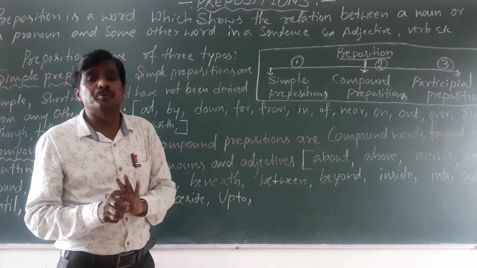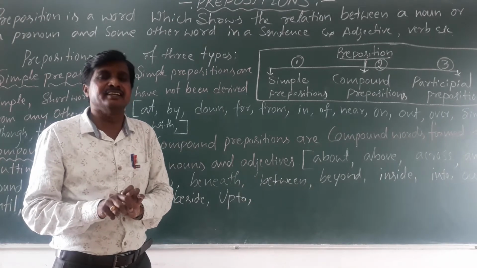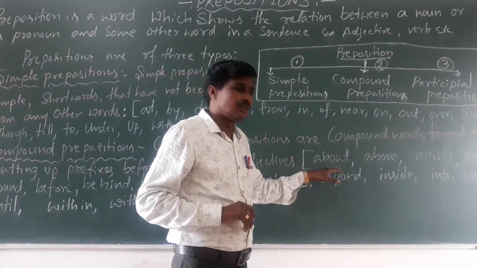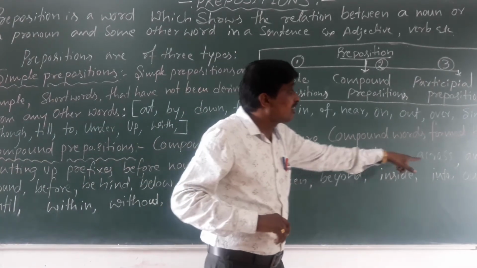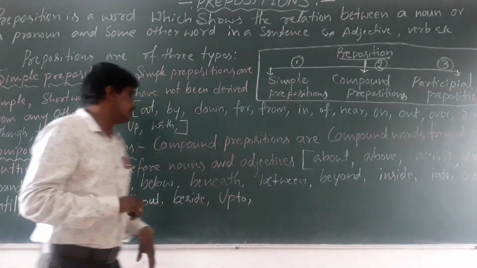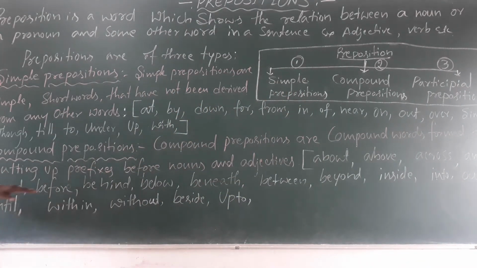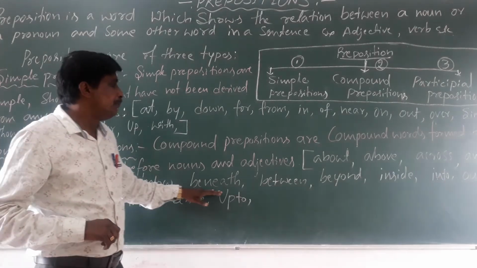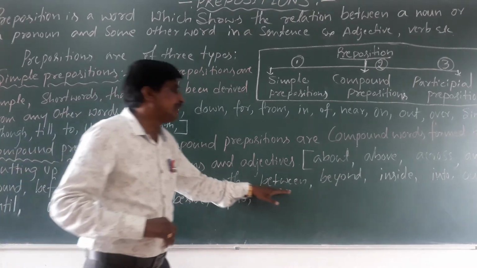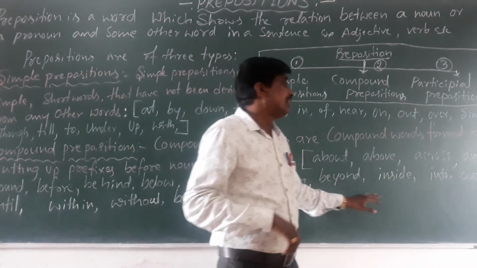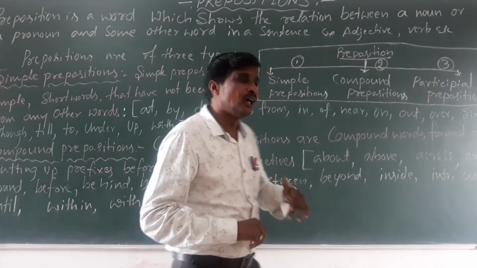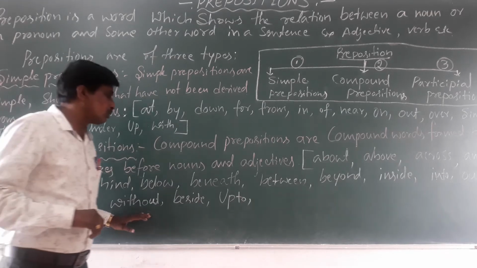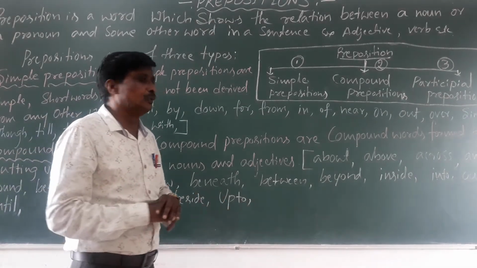These are compound prepositions. Let us see which are the compound prepositions. About, across, among, around, before, behind, below, beneath, between, beyond, inside, into, outside, until, within, without, beside, up to.